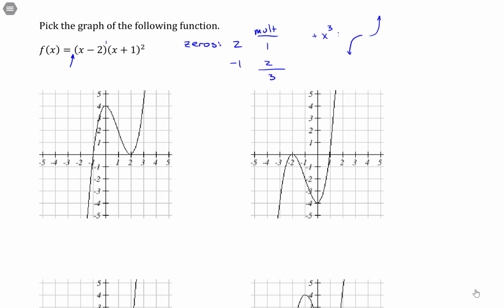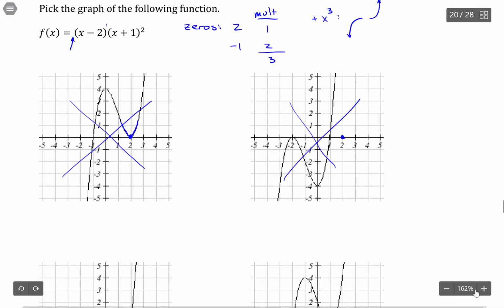So a zero at 2 of multiplicity 1. So this one does have a zero at 2, but it's not multiplicity 1, because if it was multiplicity 1, we would just pass right through the axis there. Since we touch the axis and bounce away, this is multiplicity 2. So that's not an option. Here we have a zero at 2, but the graph doesn't go through 2, so this option's out.